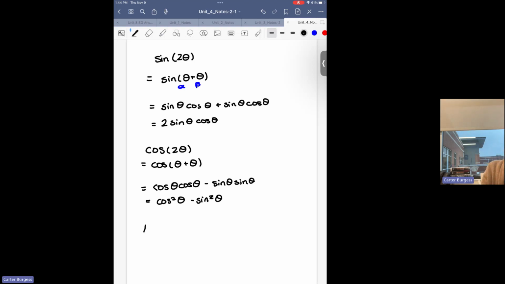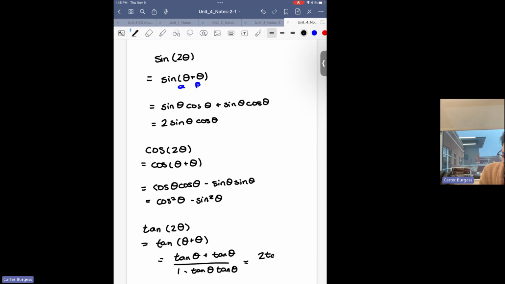And for tangent, tangent is nice in the numerator. It is mean in the denominator. This is going to be tangent of alpha plus tangent of beta divided by 1 minus, not 1 plus, tangent of alpha times tangent of beta, which we can collapse to 2 times tangent of theta over 1 minus tangent squared of theta.